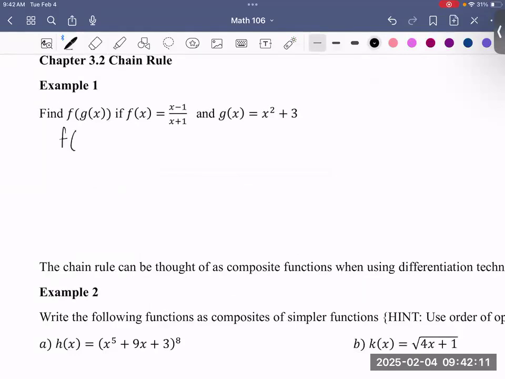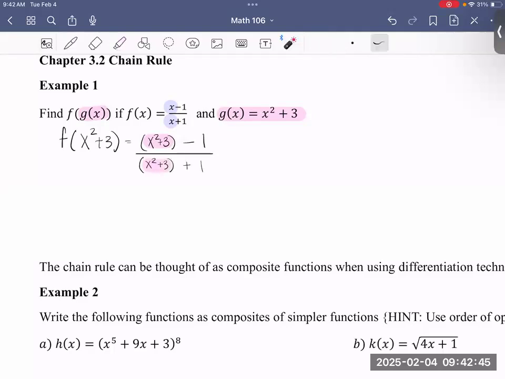So if we're taking your g of x, which is going to be this whole thing, x squared plus 3, we're going to work it inside each and every x value that we see in f. So x minus 1, the x is now being replaced with x squared plus 3, your g, minus 1 up top. We're going to do the same thing down below: x squared plus 3, and then plus your 1. So these are just getting replaced by your g of x.